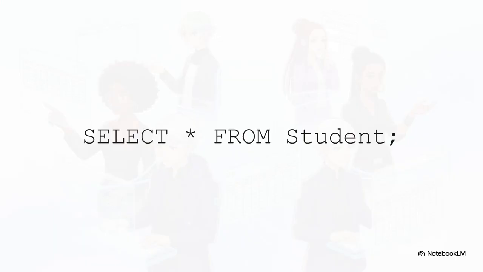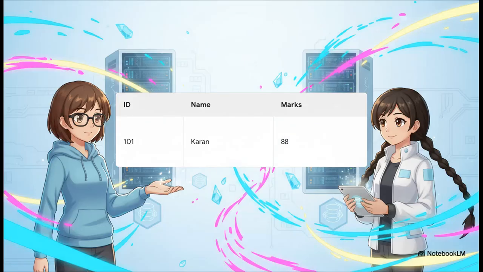Okay, so the data's in there. How do we get it back out? How do we even look at it? For that, we use the select command. That little star, the asterisk, is just a shortcut that means all columns. So this command basically translates to show me all the columns from the student table. And this is exactly what the database gives us back. It shows us the data we asked for. Honestly, this is probably the most common command in all of SQL. It's how we ask questions or query the database to get the information we need. We turn all that stored data back into real answers.